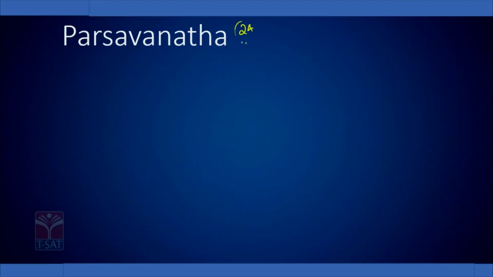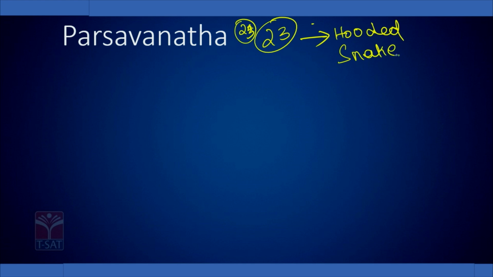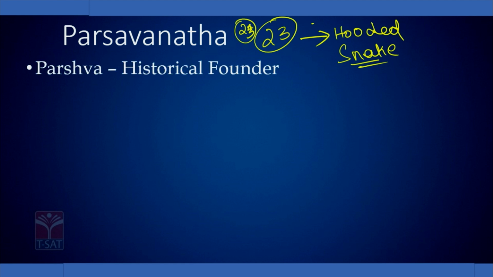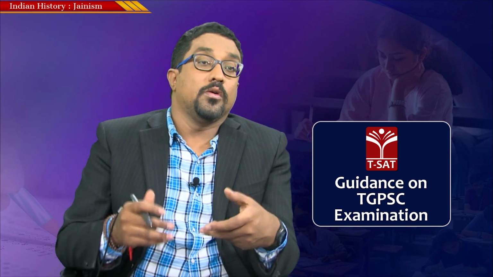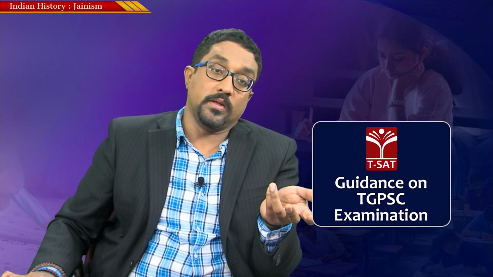The 23rd Guru is Parshvanatha. He is represented with a hooded snake, a full crown, a full hooded snake like this. Parshvanatha is also called the historical founder of Jainism because the majority of the principles which Jains follow currently were given by Parshvanatha.